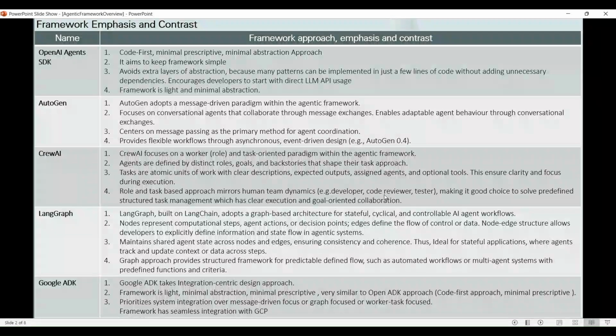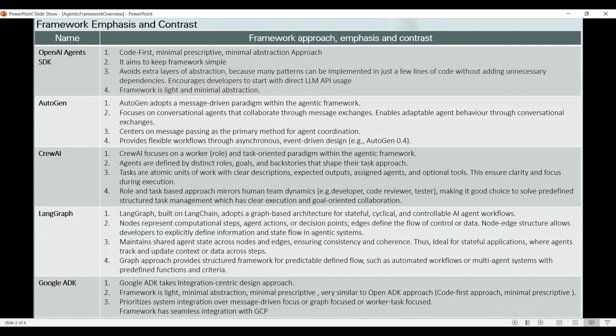So now let's get started with Open SDK. The Open SDK takes code first and abstraction minimal approach. So instead of enforcing prescriptive patterns or a heavy abstraction, it gives you just what is needed to get started and keep abstraction minimal. So as a developer, of course, you can build a simple solution with a few lines of Python code.